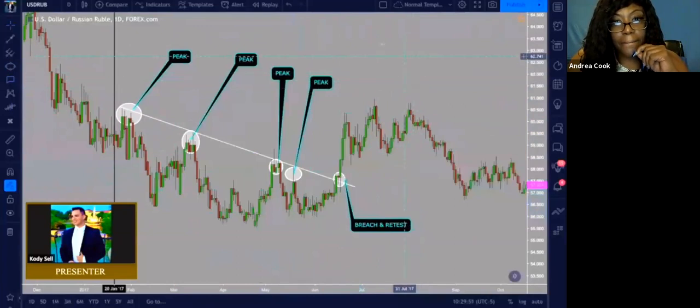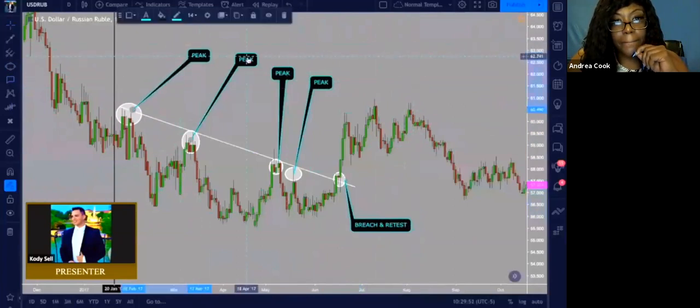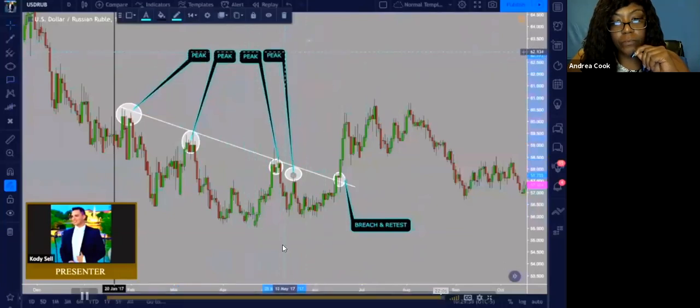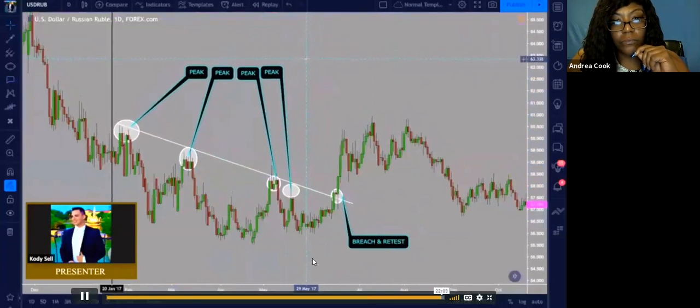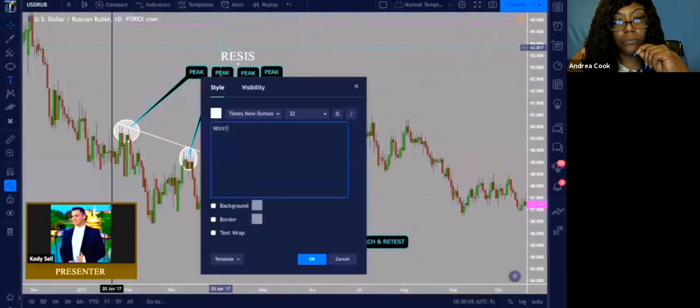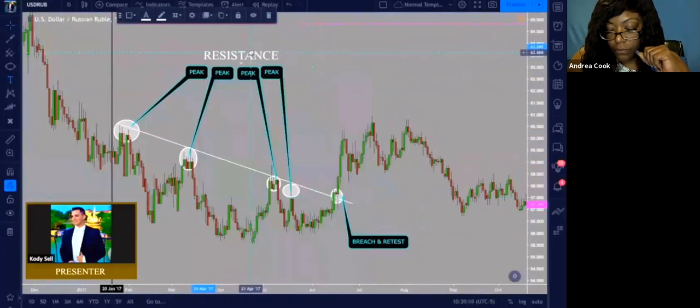Now, we keep using the word peak so that everyone understands that these are the highs of the market that are creating this trend line here in this downtrend. But another word for all of these is what? Resistance. This is the market's diagonal resistance.